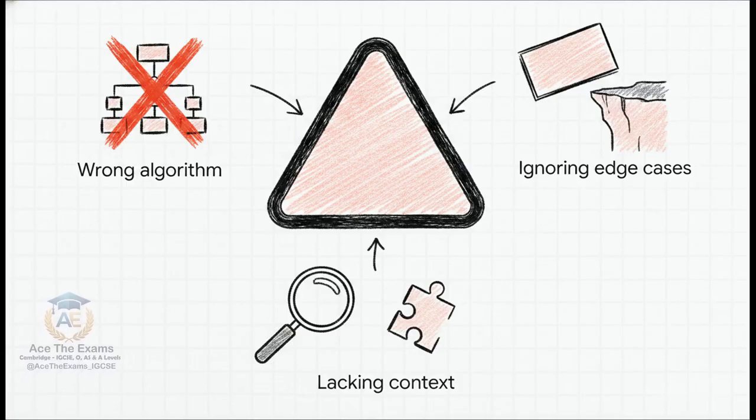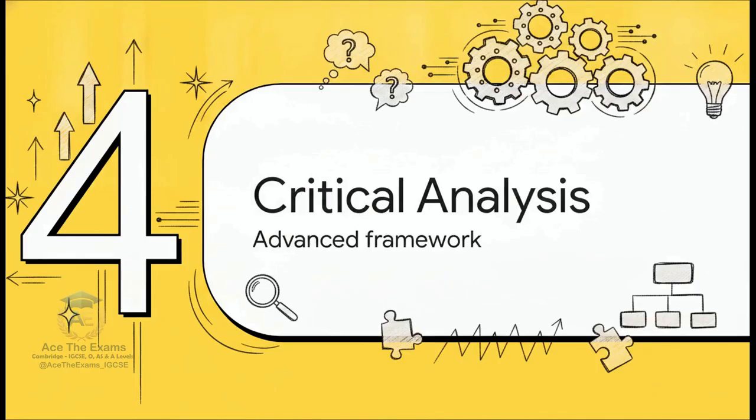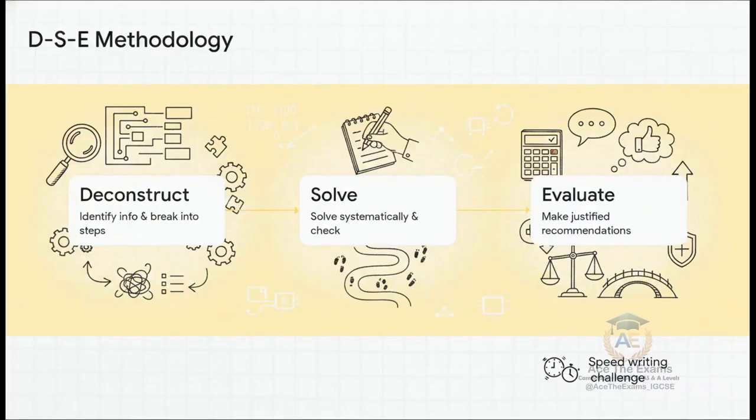Let's shift gears to Section 4, Critical Analysis. This is where we separate the A-stars from everybody else. This is the advanced framework that differentiates top-tier candidates. This is where we integrate our command word decoding with our critical thinking skills. High-level problem solving in the IEEE context uses what we call the DSE methodology.